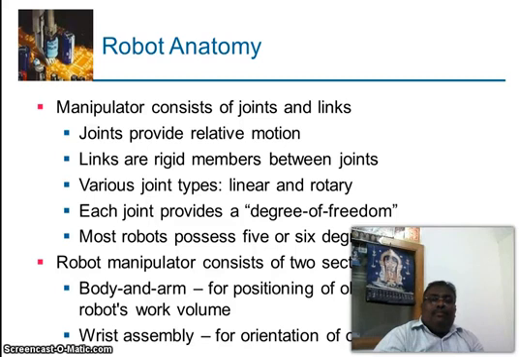A robot manipulator consists of 2 sections. One is the body and arm, which positions the objects in the robot work volume. The wrist assembly is one of the main working areas in the manipulator. It is used for doing some work or picking some object. For that purpose we are using the wrist assembly.